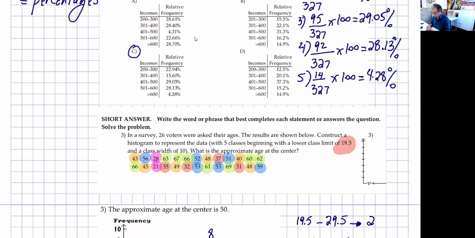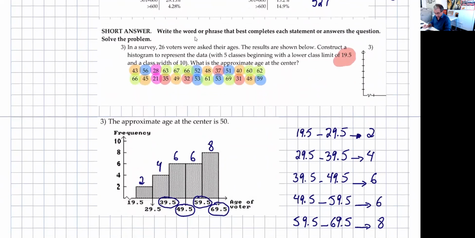I just want you to know that 19.5 for a histogram, even if it says lower class limit, is the class boundary. So the way you can start with 19.5, and we have 5 classes. So the next one is going to be 29.5, 39.5, 49.5, 59.5, and 69.5. Between 19.5 and 29.5, we have 2 numbers.